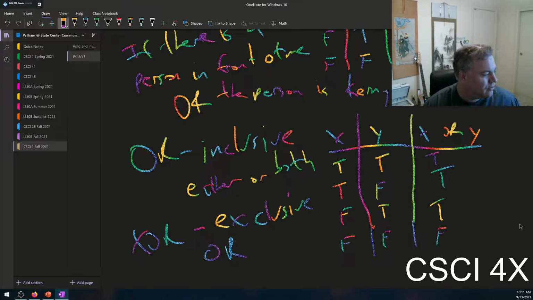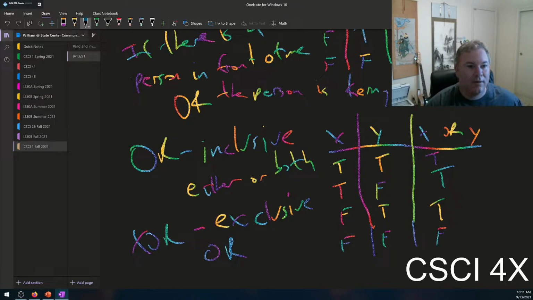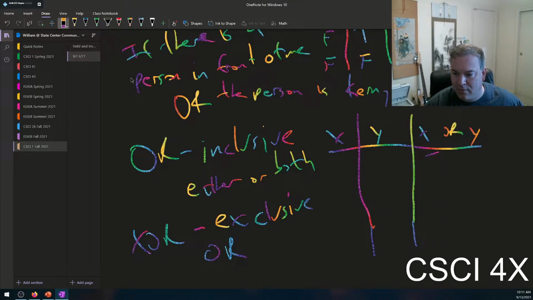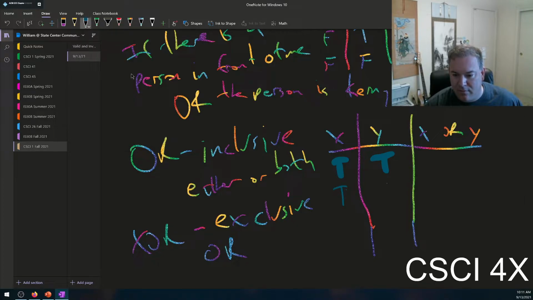Could you use a solid color? Sure, no problem. Right. So switch that over to a solid color. There we go. True, true. That is too thick a line. True, true, false, false, true, false, false, true, true, true, false.